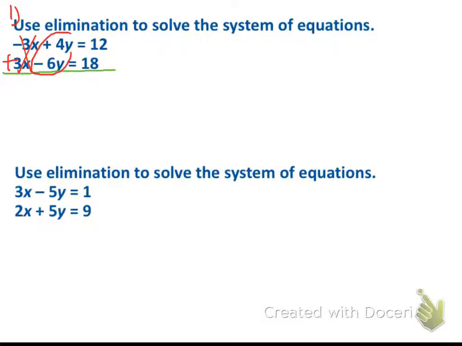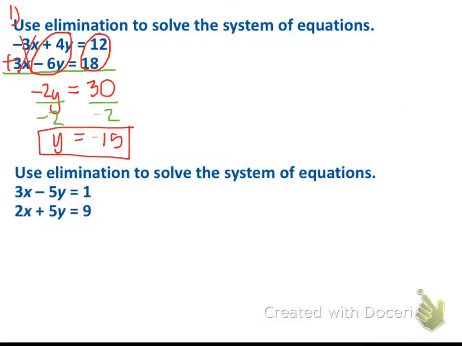Now all I have to do is add the other bits. What's 4 plus -6? And what's 12 plus 18? And now you have an equation that has no x in it. You only have a y. All you have to do is figure out what y equals by doing some simple equation work here. Bam! We are halfway done with the problem. Now we got to figure out what x equals.